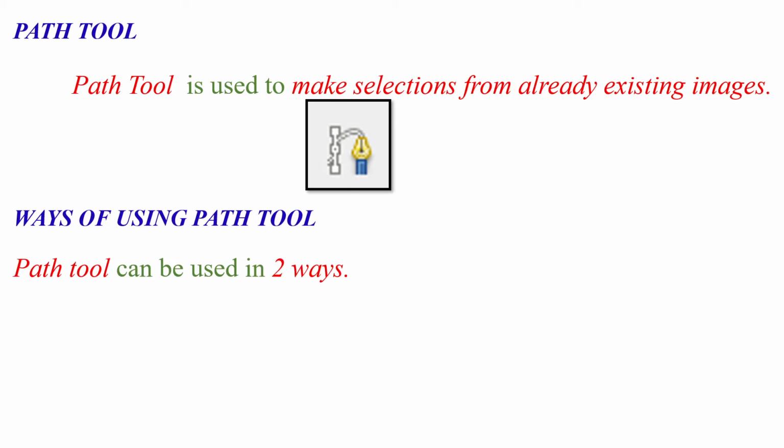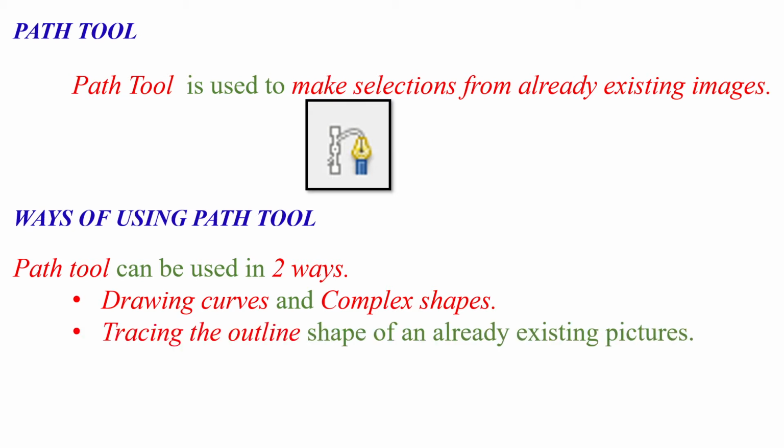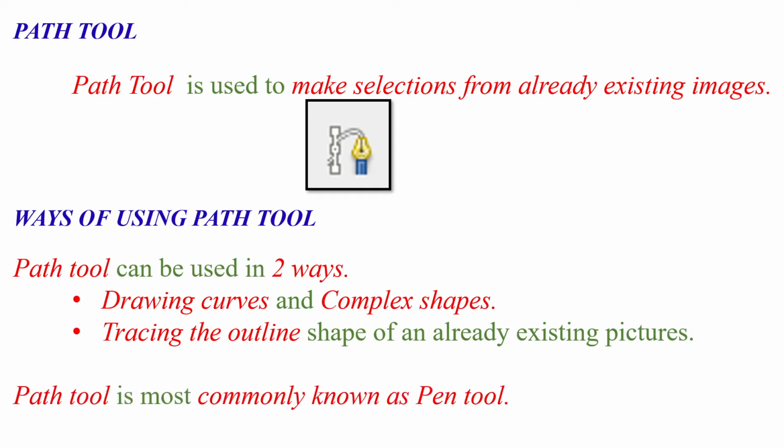Ways of using path tool. There are two different ways used for path tool. The first one is drawing curves and complex shapes. If you want to draw a curve and complex shapes, you have to use the path tool. The next use is to trace the outline shape of already existing pictures. I already told you, if you want to edit some picture, you just use the path tool to trace the outline. An important point to know is that the path tool is most commonly known as the pen tool. It is otherwise called the pen tool.